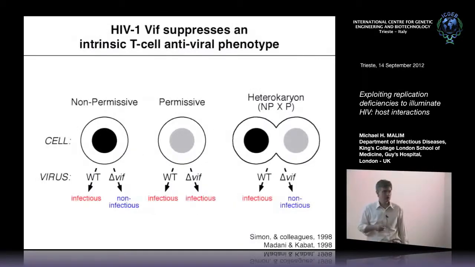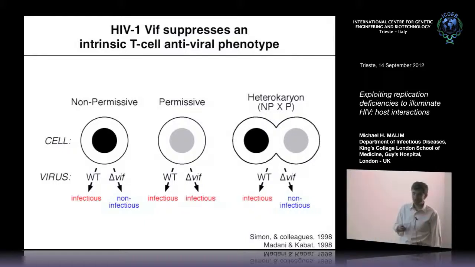And again, using the cell fusion experiment, as it turned out, a number of immortalized T cell lines would support the growth of a Vif minus virus. If you take the cells of the two phenotypes and fuse them together, in contrast to the assembly experiments where you fuse mouse and human cells and you can recapitulate assembly, when you fuse permissive and non-permissive cells for supporting the growth of a Vif minus virus, it is a non-permissive phenotype that wins out, and Vif minus virus still can't be infectious coming out of a cell fusion.